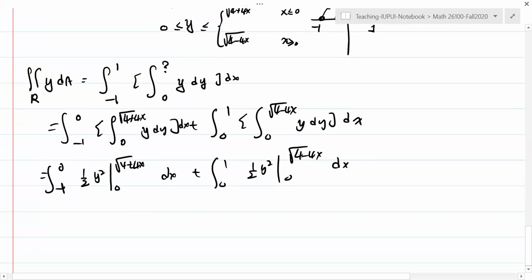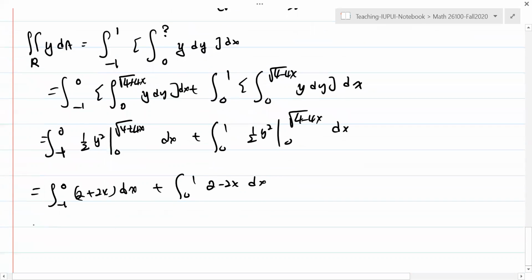Okay, so let's finish it. It's not too bad, right? So it's from -1 to 0, and the 4 plus 4x when you divide by 2, you get 2 plus 2x, right? 2 plus 2x. And here, you also get 2 minus 2x, okay? Because 4 minus 4x divided by 2.